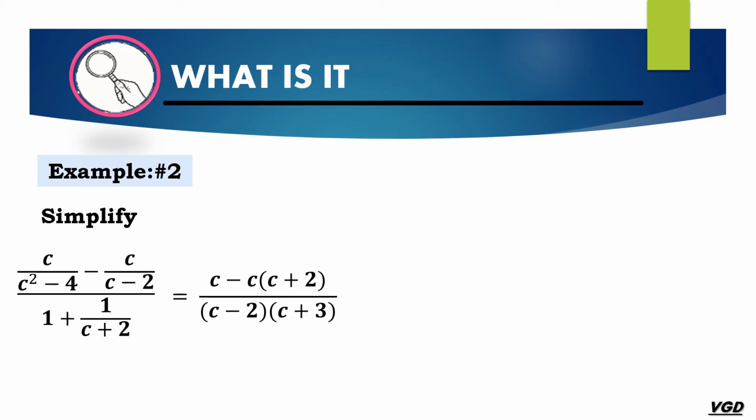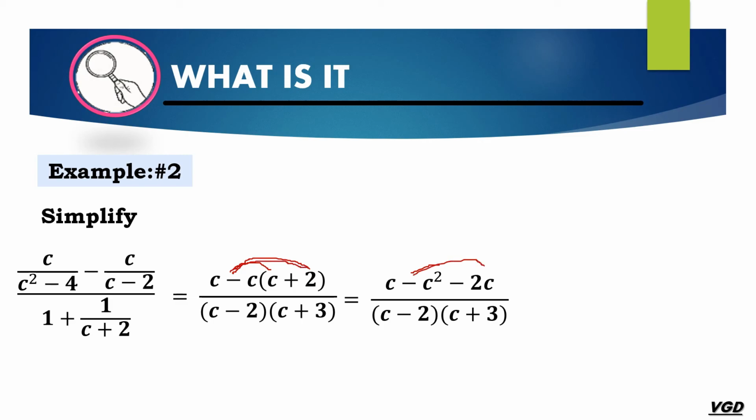So in this case, we're going to evaluate the numerator by using the distributive property of multiplication. So we have to distribute negative c to the quantity of c plus 2. So we will be able to get c minus c squared, because negative c times c is equal to negative c squared using the product rule of exponents. And we also have negative c times 2. So we have here negative 2c.